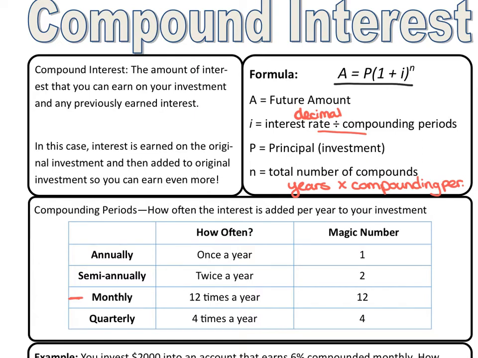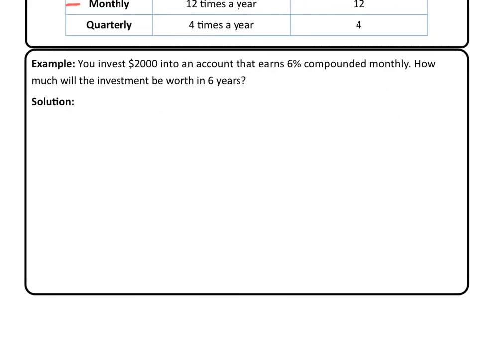Semi-annually, twice a year. So our magic number is 2. Monthly, 12 times a year because there's 12 months. And quarterly is 4 times a year. Using these two things in mind, we're going to do the example question. I'm going to show you how everything works.